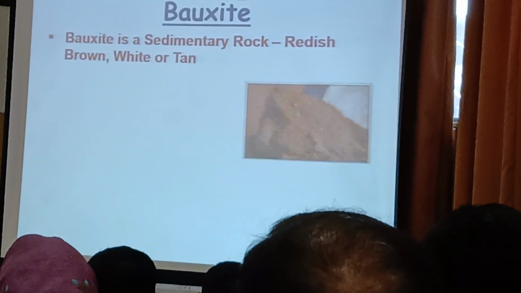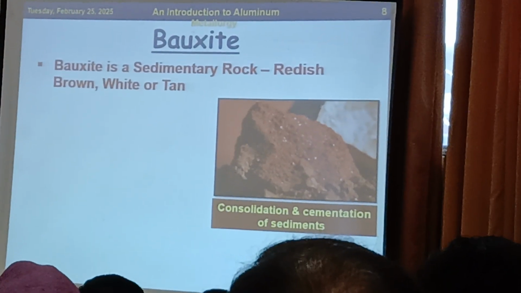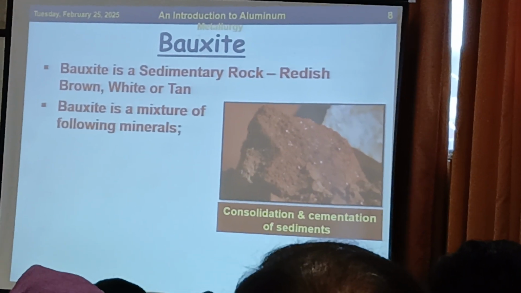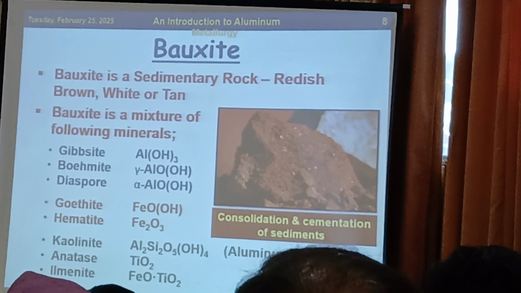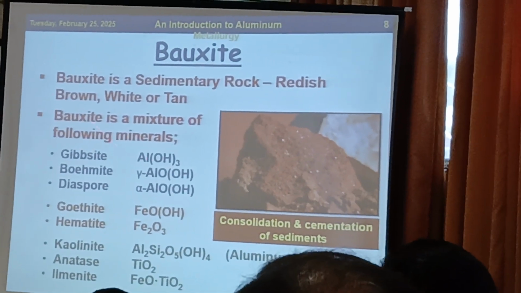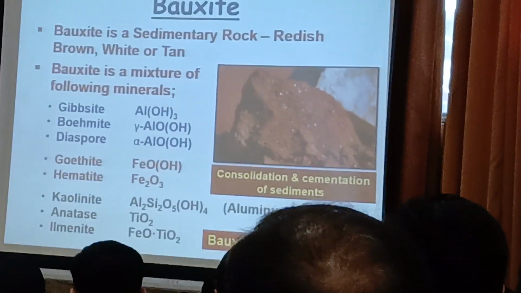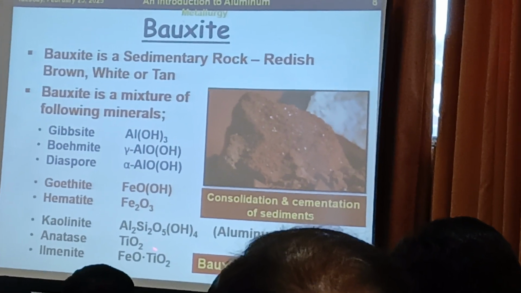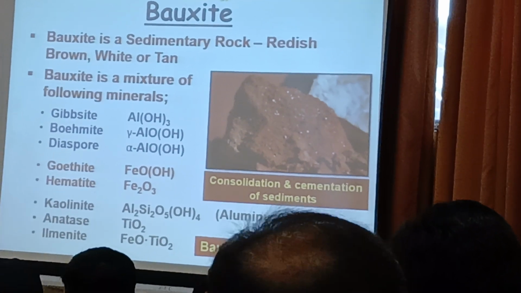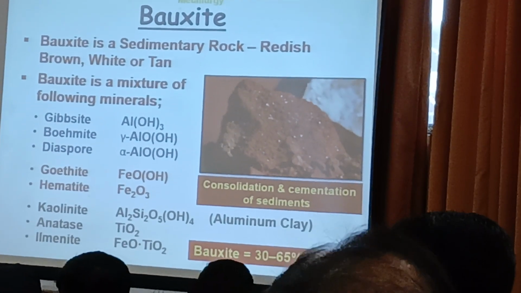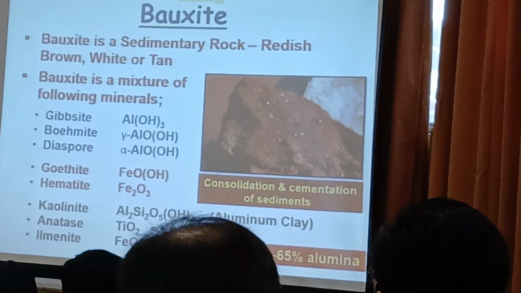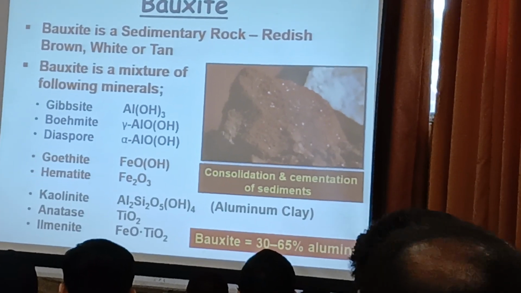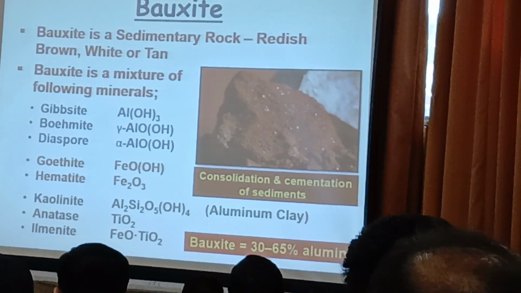What is bauxite? Bauxite is a sedimentary rock which is formed by the consolidation and cementation of sediments. It is a mixture of different minerals. As you see, these 3 minerals are of aluminum hydroxide, then there is iron oxide, and titanium, and ilmenite, and agates. So these are the mixture. About 30 to 65% content is aluminum, and that's why it is used for the production of aluminum.